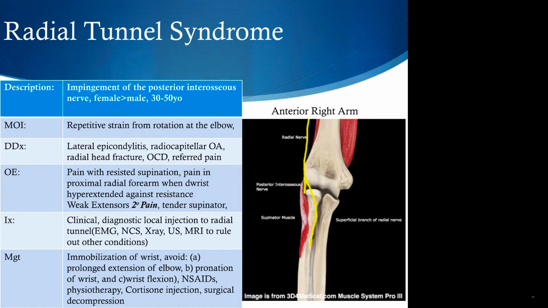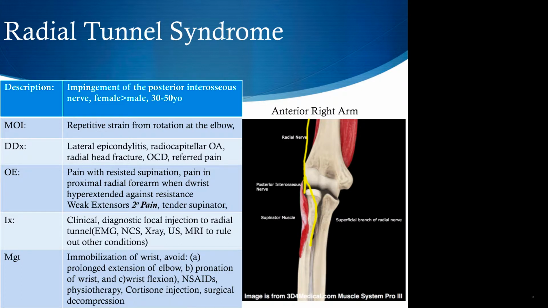Imaging is not overly helpful in diagnosing radial tunnel syndrome, as X-ray, ultrasound, and MRI tend to be normal, as do EMG and nerve conduction studies. Sometimes a diagnostic local injection to the radial tunnel, which is the area that goes underneath the supinator here, can be helpful from a diagnosis perspective because you can retest them and that weakness should go away.